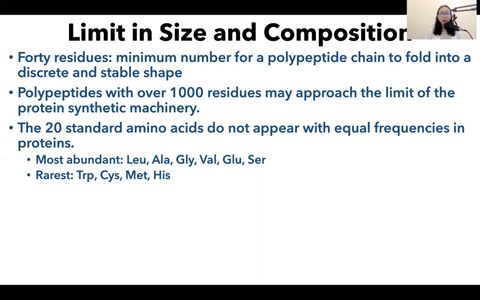Among these 20 common amino acids, the rarest, or the ones with the lowest frequencies of occurrence in your proteins, include tryptophan, cysteine, methionine, and histidine. So if you notice, you have cysteine and methionine there. These are amino acids whose side chains contain sulfur. So probably this might be due to the limit of the amount of sulfur inside our body, which also limits their synthesis inside the body.